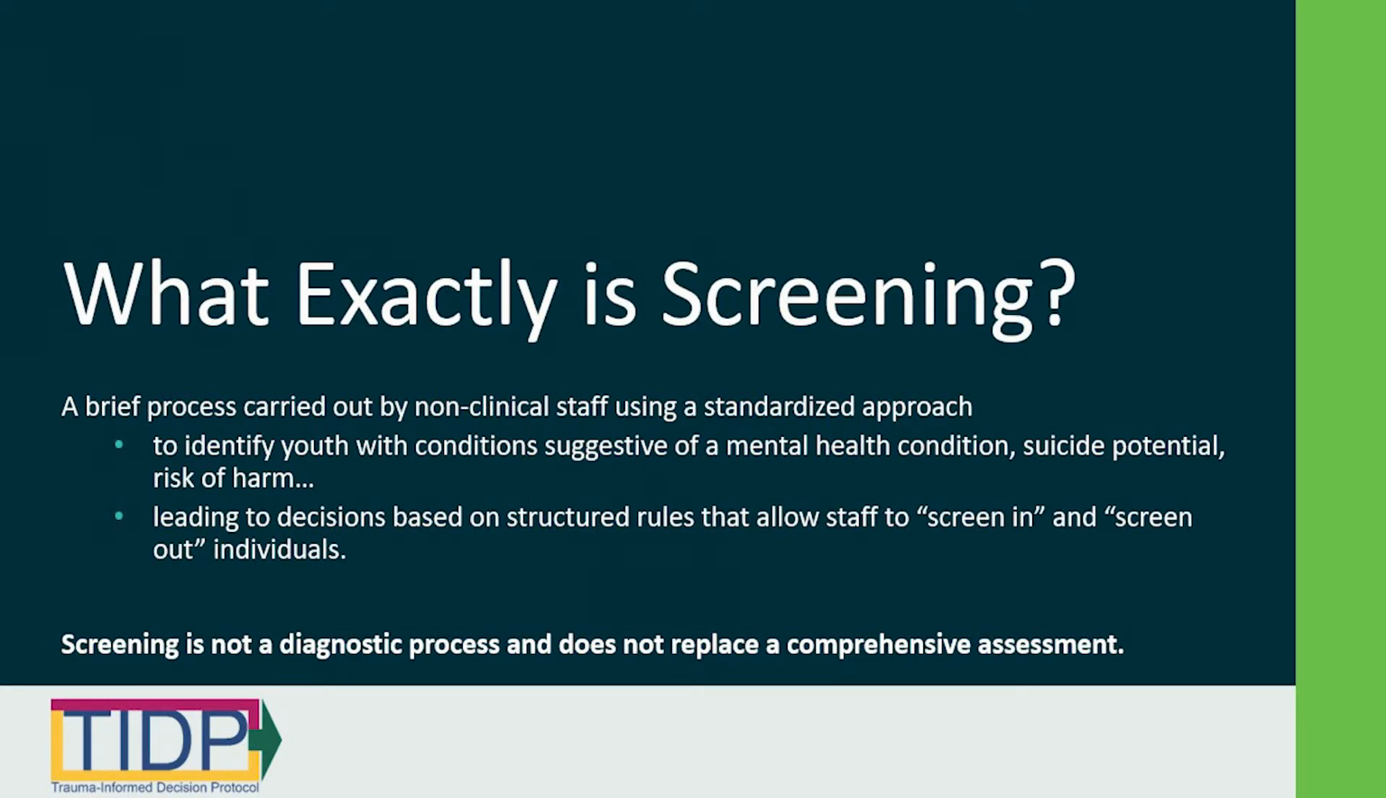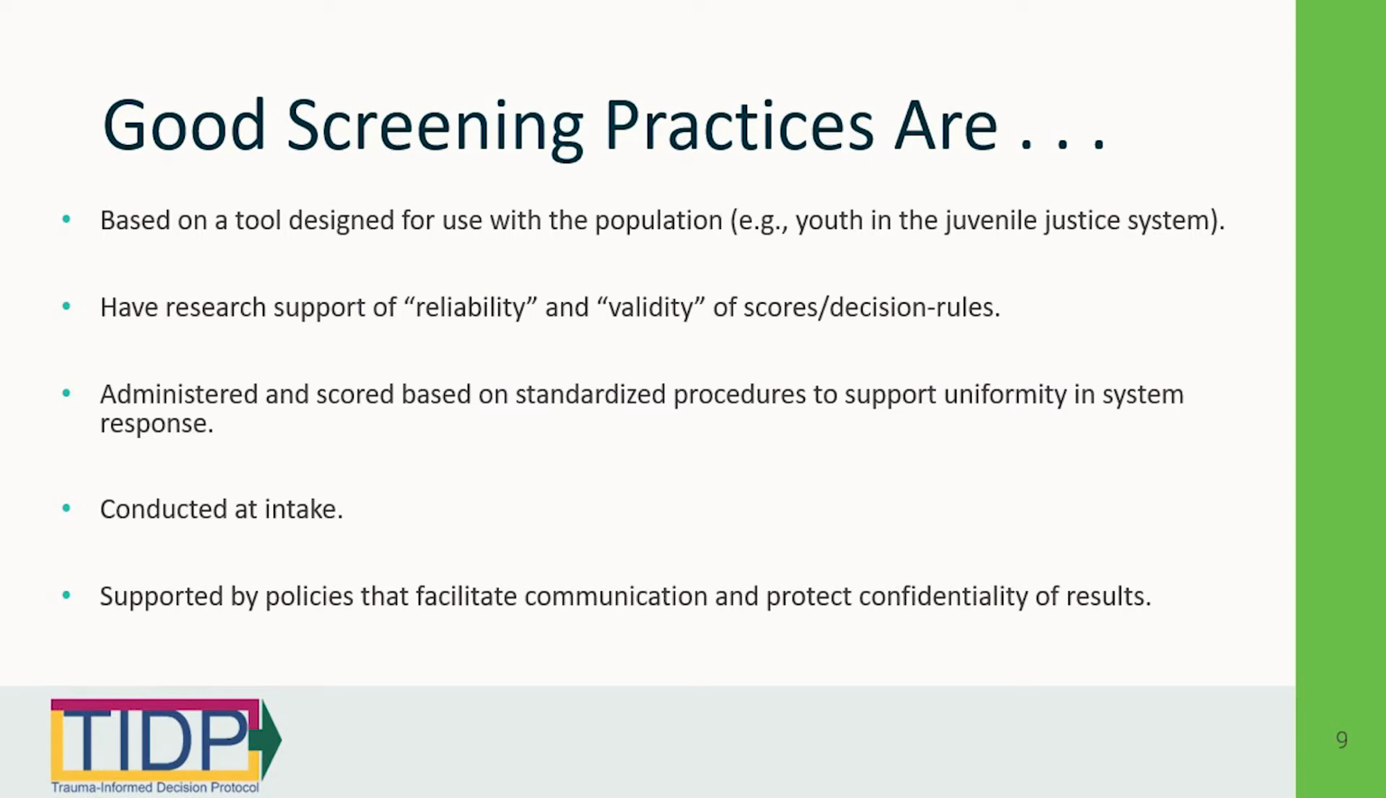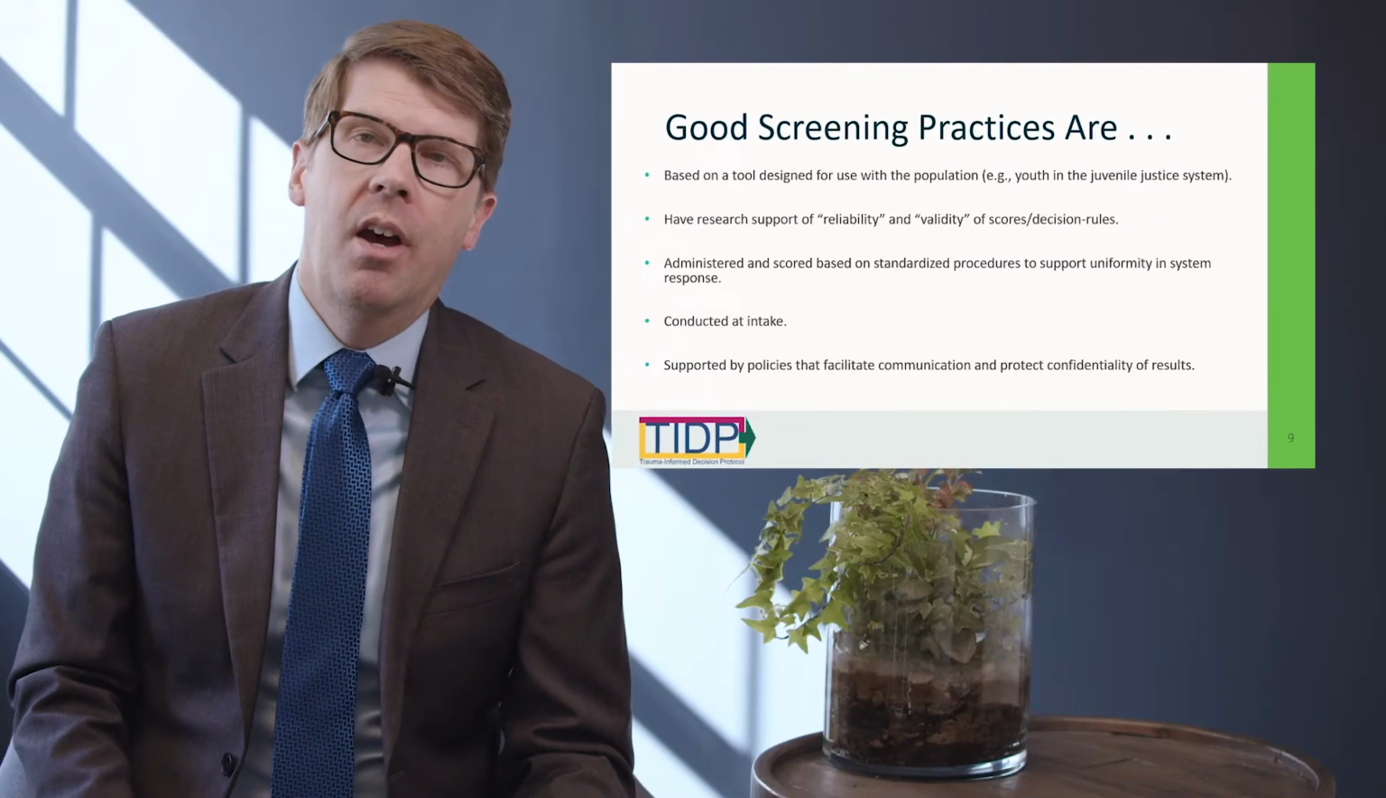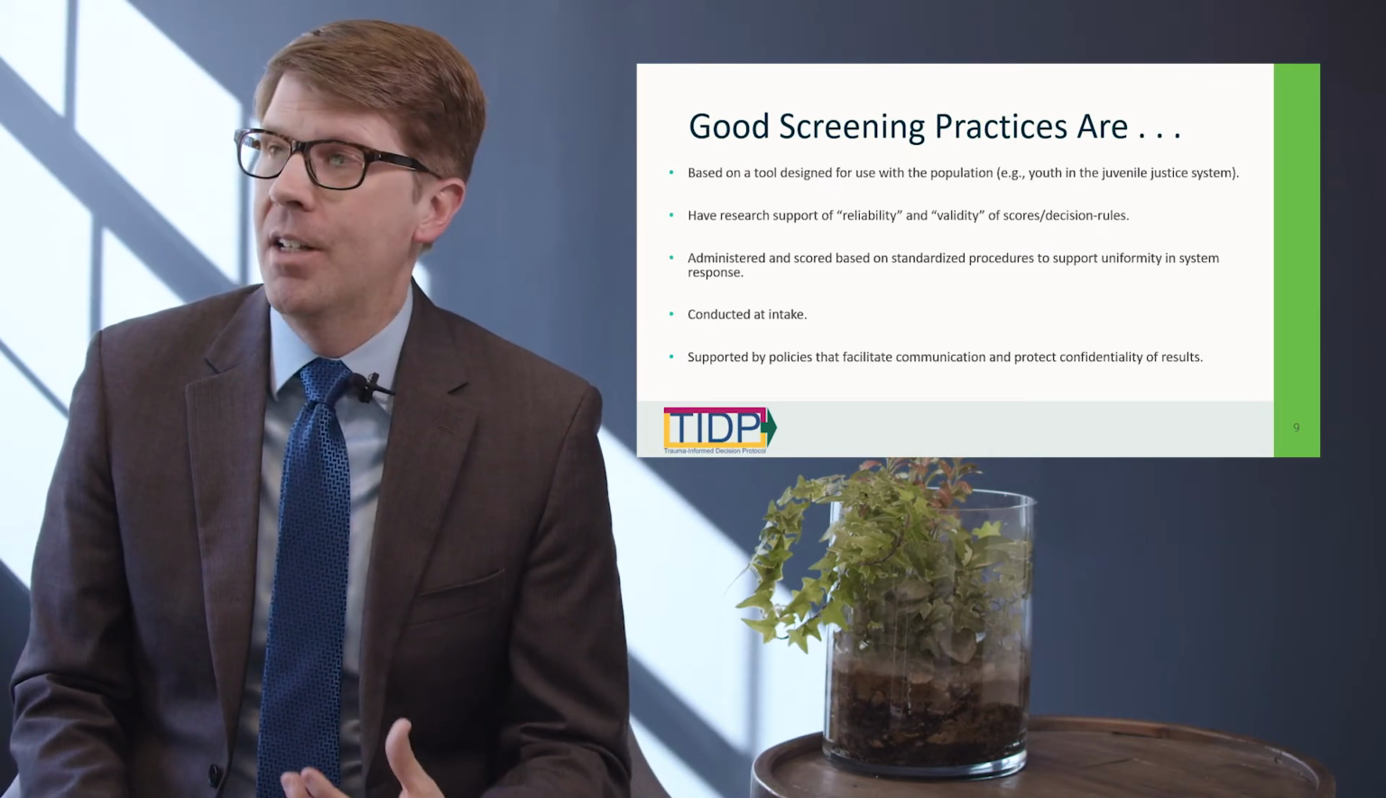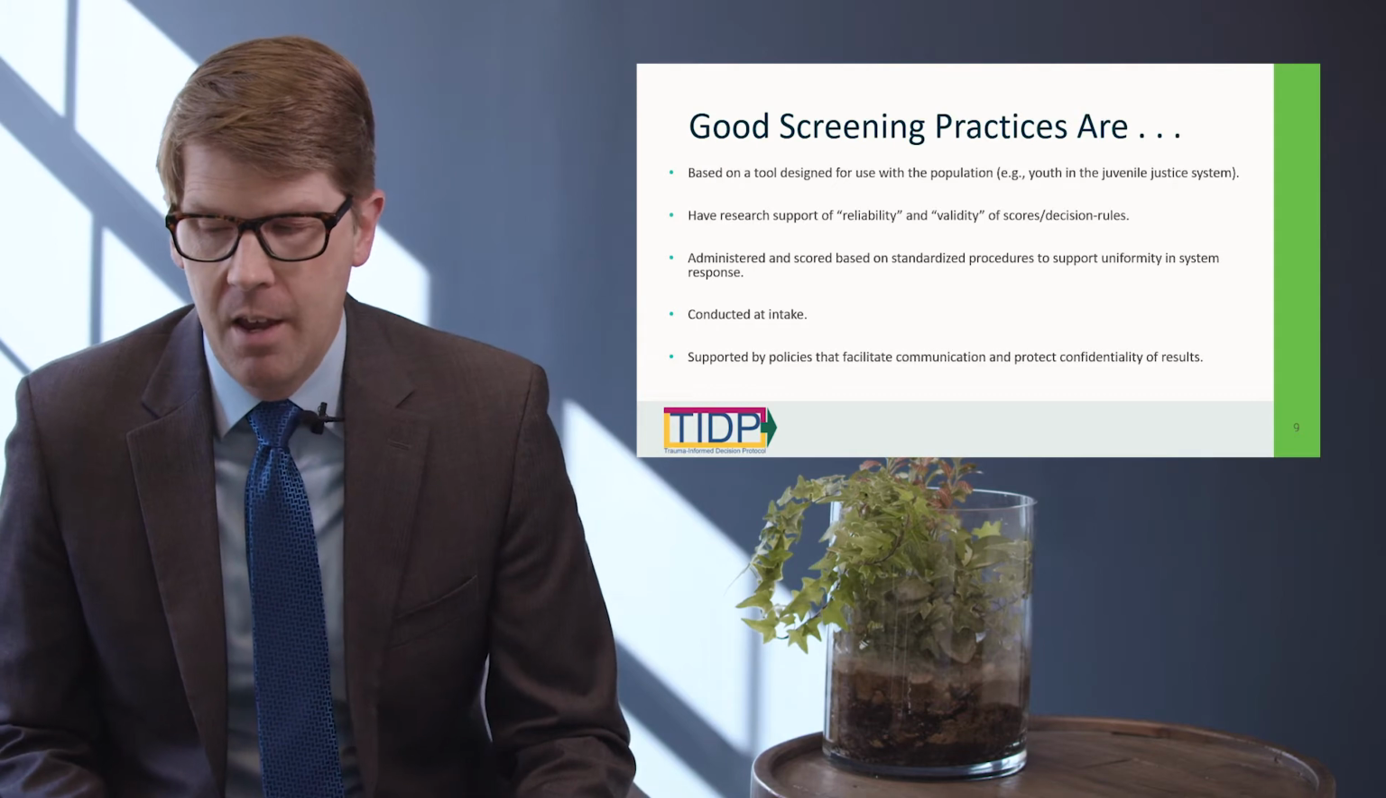What we also know is that good screens have demonstrated reliability and validity. They're accompanied by processes and procedures that will help juvenile probation officers introduce the screen, administer the screen with some consistency and fidelity, and then follow up on the screen as well. And a good screen is also accompanied by decision points that are well known and that have good validity in appropriately identifying the youth who are most likely to be suffering from the difficulty that you're concerned about.